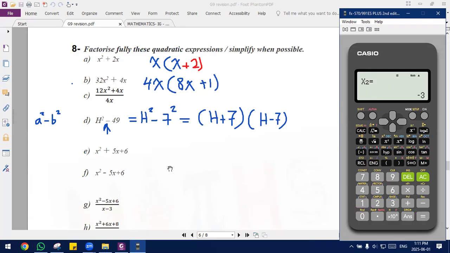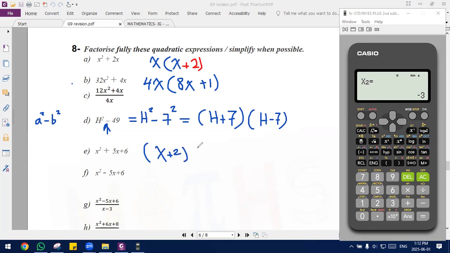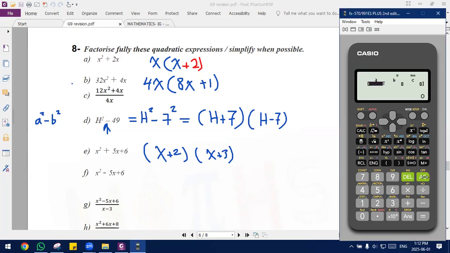-2 and -3. So you make it x plus 2 and then x plus 3. I told you, you know how to do it. Perfect. This one is easy. Okay, next one. 1, then minus 5, and then 6. Yeah, x minus 3 and then x minus 2.